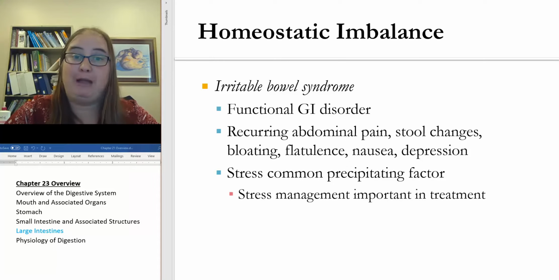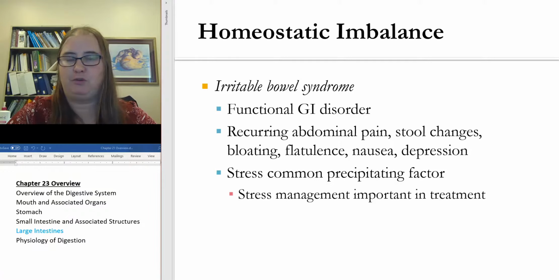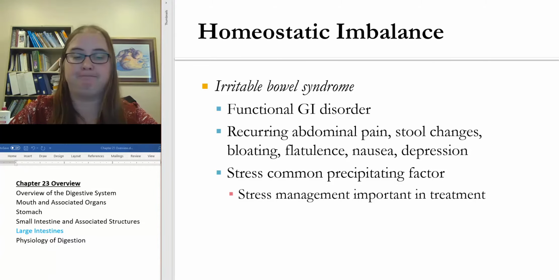IBS, or irritable bowel syndrome, is also another homeostatic imbalance. It typically tends to be considered a functional GI disorder, and characteristic of it are recurring abdominal pains, stool changes, bloating, flatulence, which is farting, nausea, and depression. Stress is a common precipitating factor. People who are super stressed end up kind of triggering this IBS phenomenon.